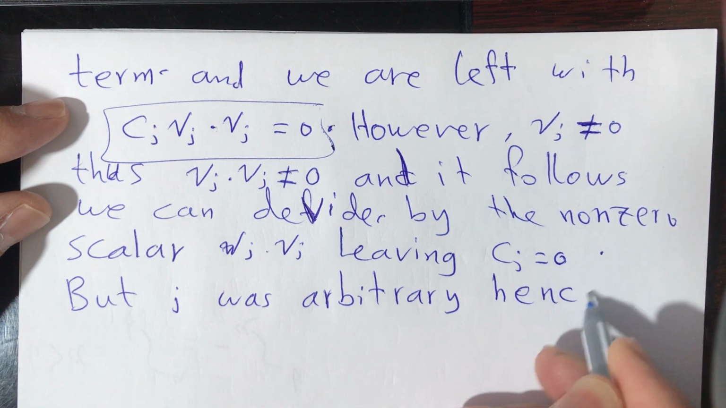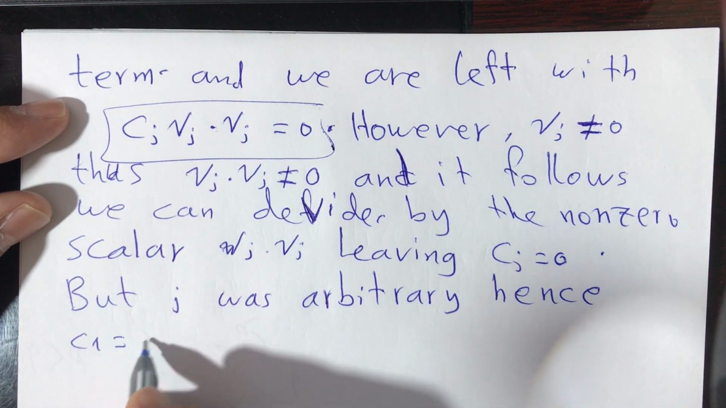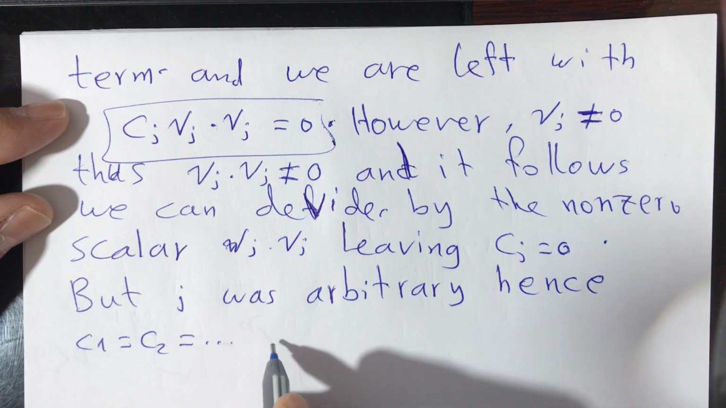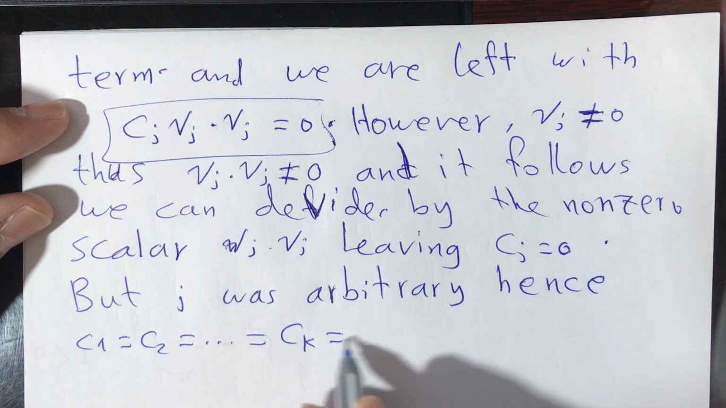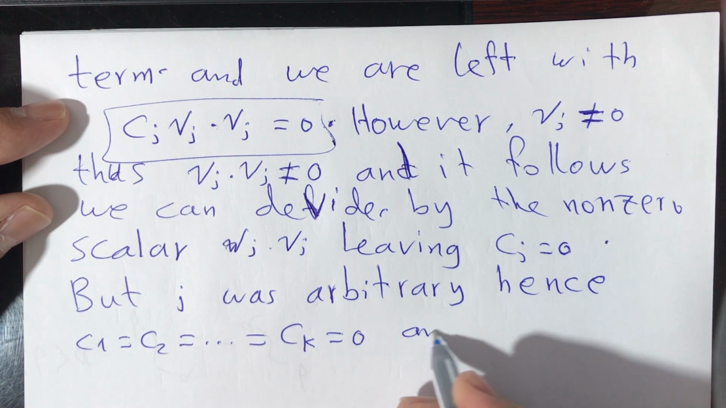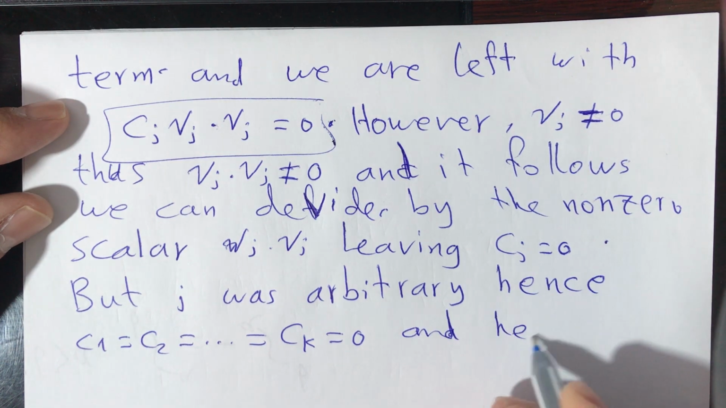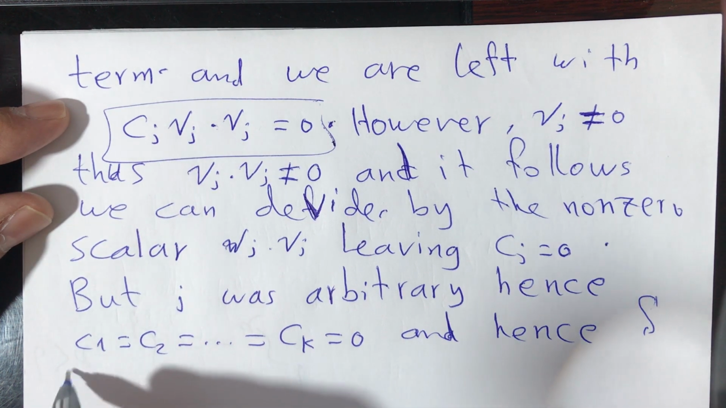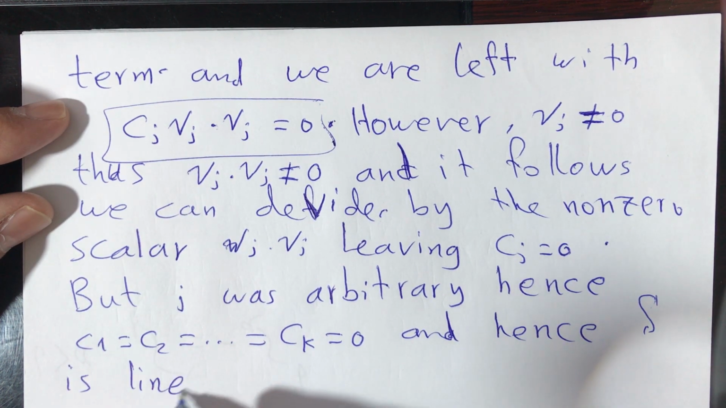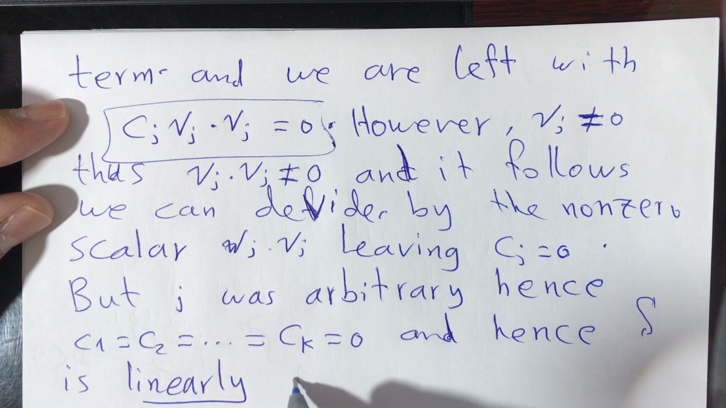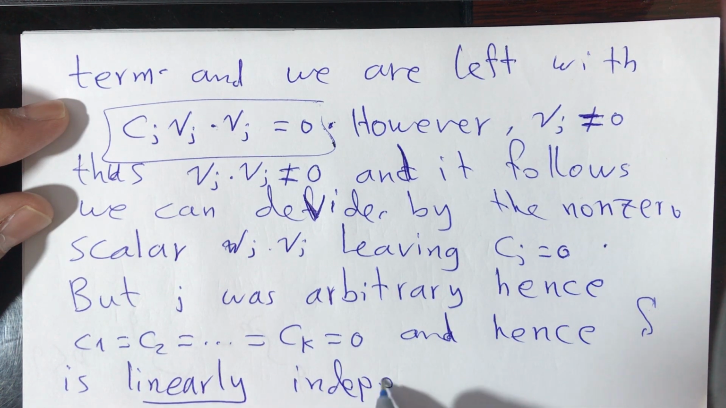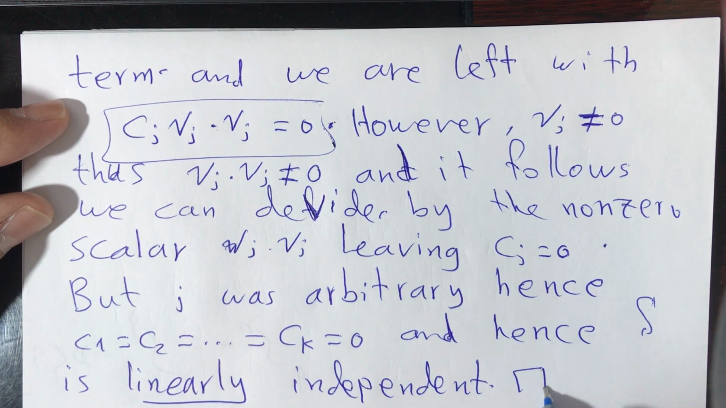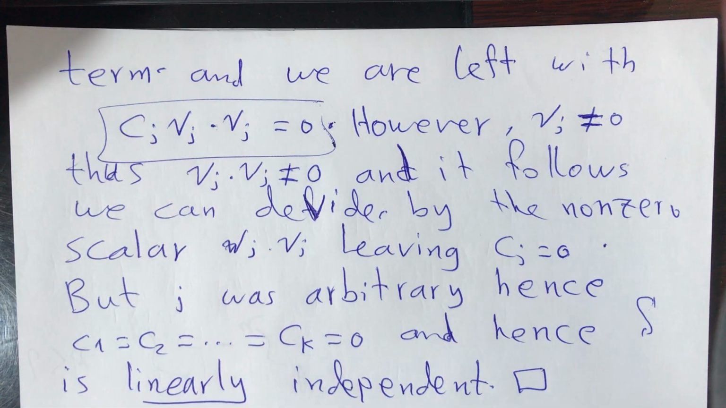Hence C1 equals C2 equals until Ck equals 0, and hence S is linearly independent. And this finishes the proof of the proposition.